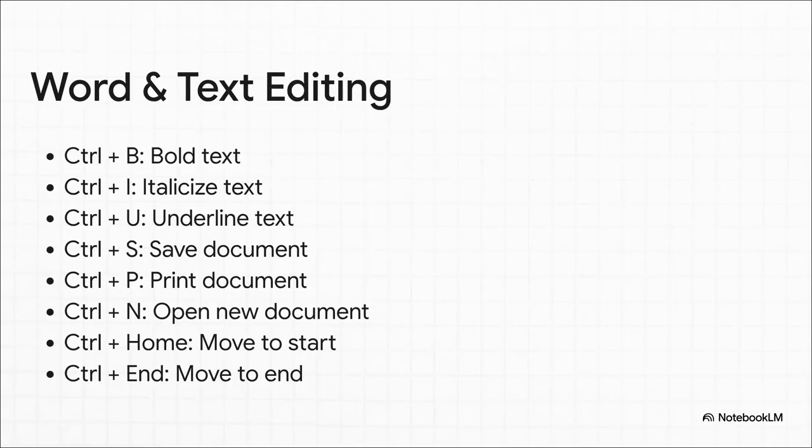Now, for anyone spending hours upon hours in text editors, keeping your hands on the keyboard to trigger basic formatting like Ctrl+B, I, or U for bold, italic, and underline is a given. Rapidly hitting Ctrl+S to save, P to print, or N for a new document keeps your momentum completely uninterrupted. But the real game changers here are the teleporters. Instead of scrolling endlessly to get where you need to be, hitting Ctrl+Home or Ctrl+End instantly jumps you to the absolute start or the very end of your document.